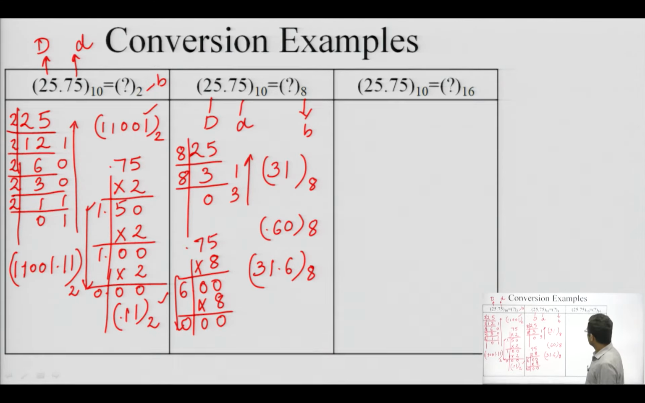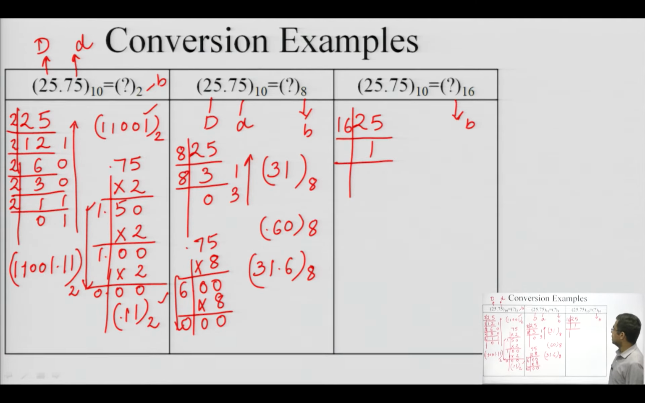Now, further continuing, to convert this 25.75 into hexadecimal. Now, the base is 16, this B is now 16 and this small d and capital D are retained as 25 and 0.75. So, for this integer part, 16 ones are 16 and remainder is 9 and 16 0 and remainder is 1. Arranging these remainders in the reverse order, I will get 19 in hexadecimal.